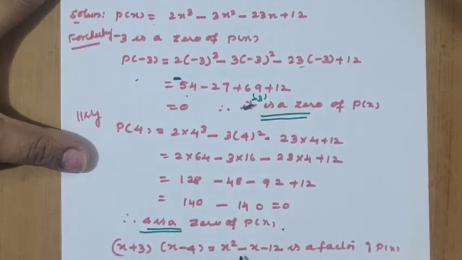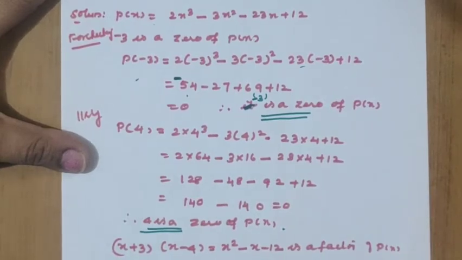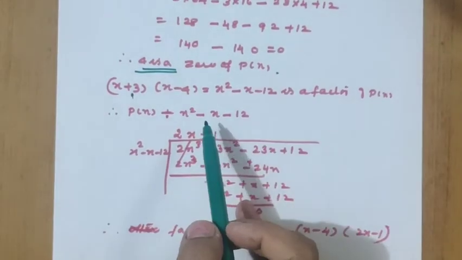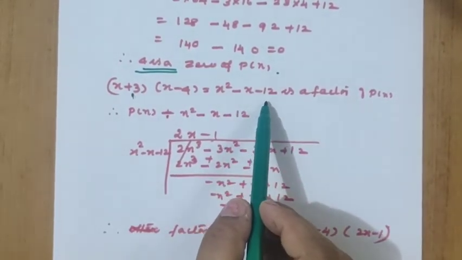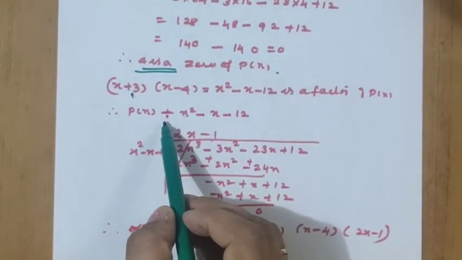So we will multiply this and we'll get the answer. x square minus x minus 12 is a factor of P of x. So two factors we got. So get the product of that one, that is x square minus x minus 12 is a factor. Now what is the next step?